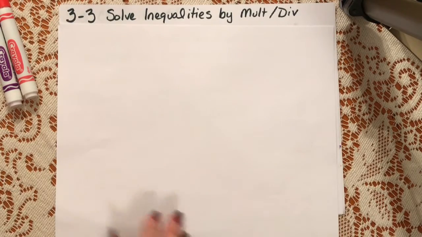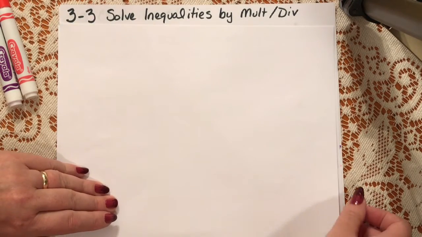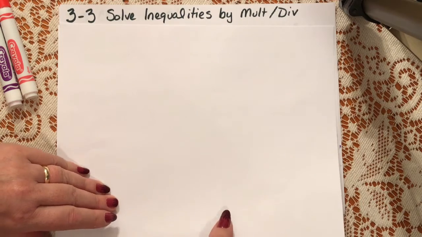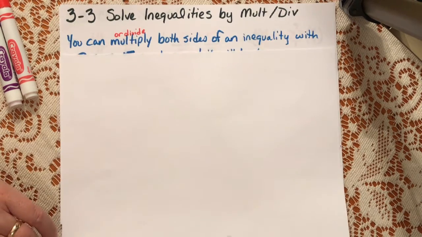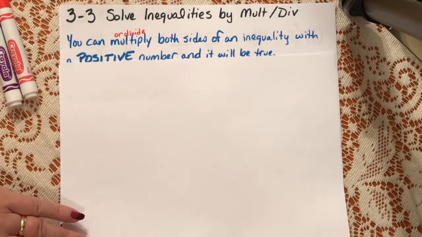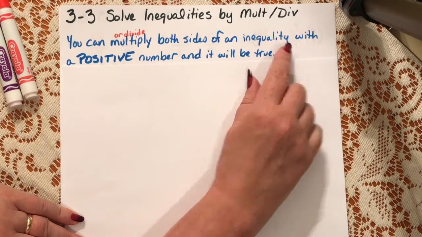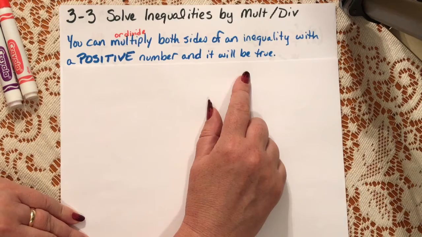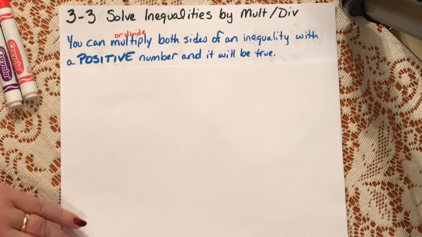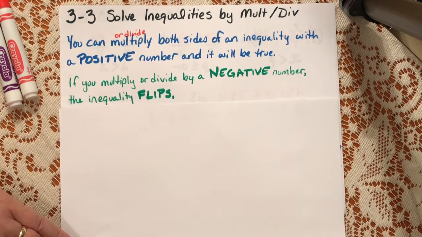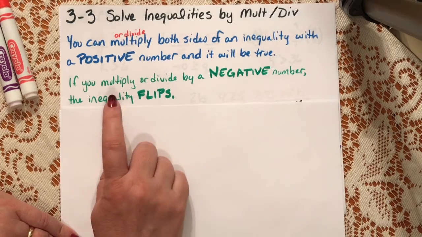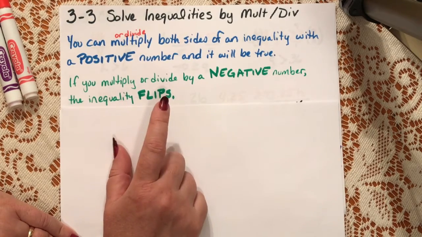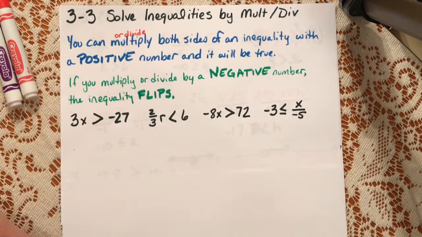Hello and welcome to Chapter 3, Section 3, where we are solving inequalities using multiplication and division. You can multiply or divide both sides of an inequality by a positive number, and that sentence will still always be true. However, if you multiply or divide by a negative number, the inequality sign flips. Let's do some examples.